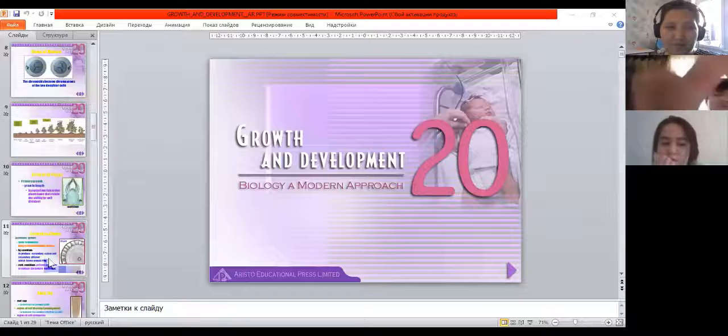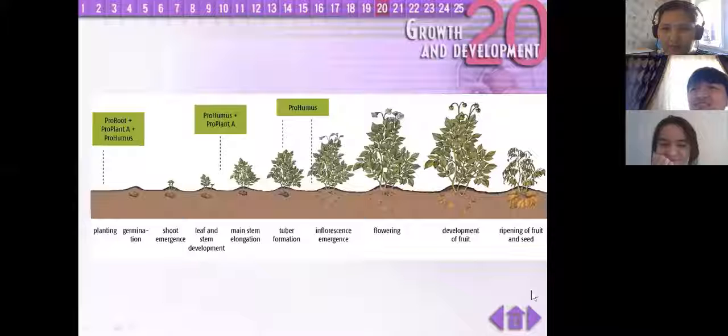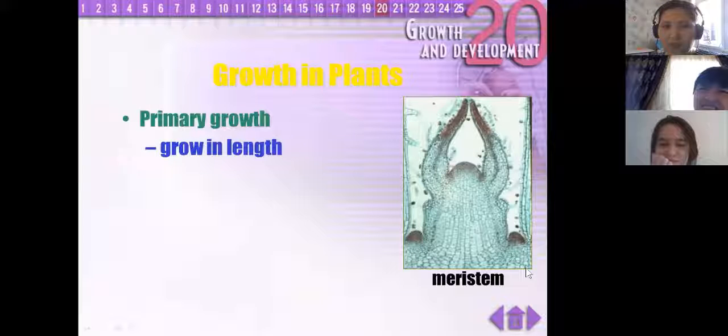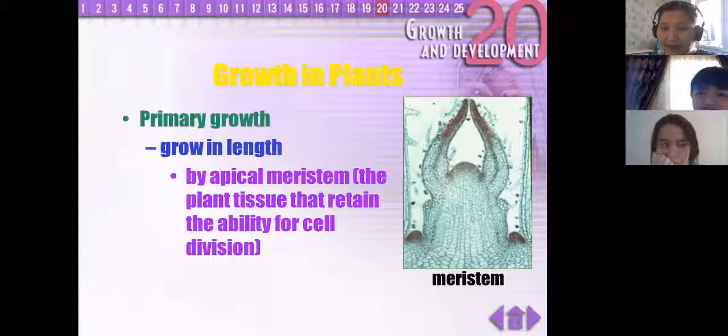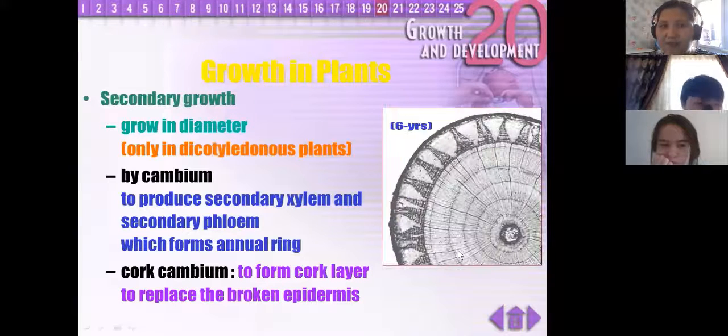So how do plants grow? There are two growths, primary and secondary. Primary means growth in length, and there are some meristem cells. You see from this picture how the tiny cells are growing and building up the body of the plant. Okay, this is the primary growth. And secondary growth is in their diameter.